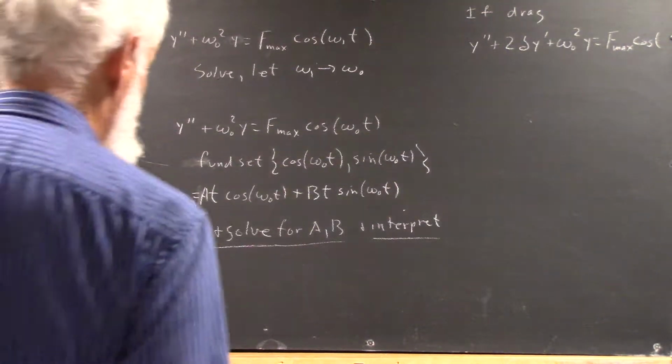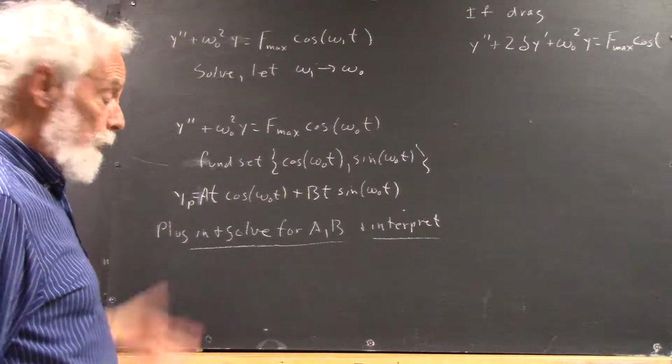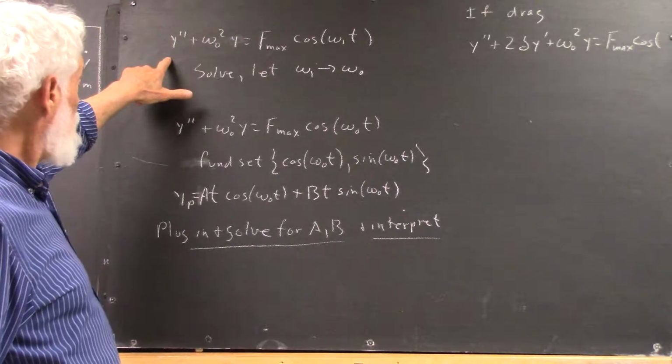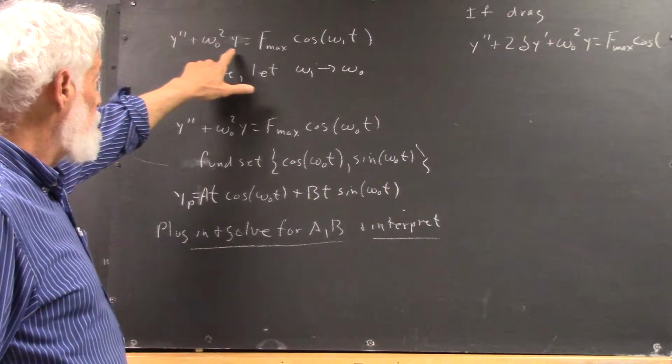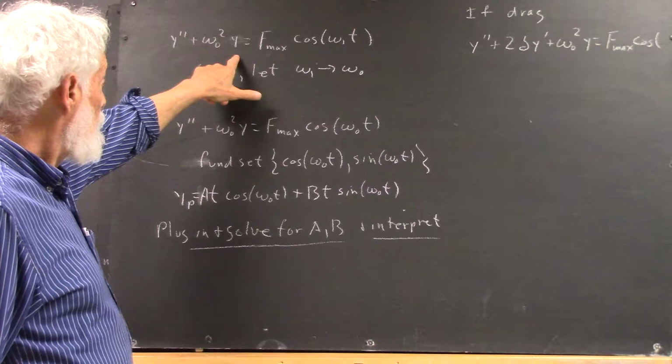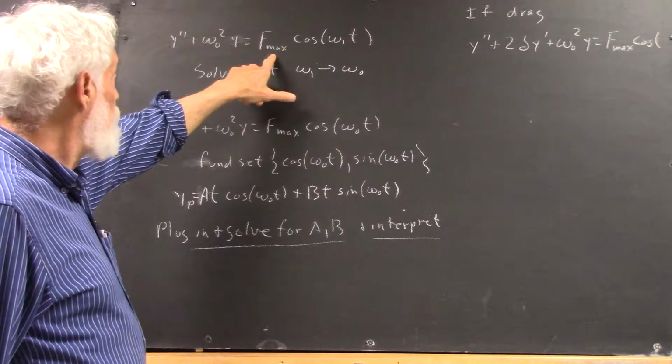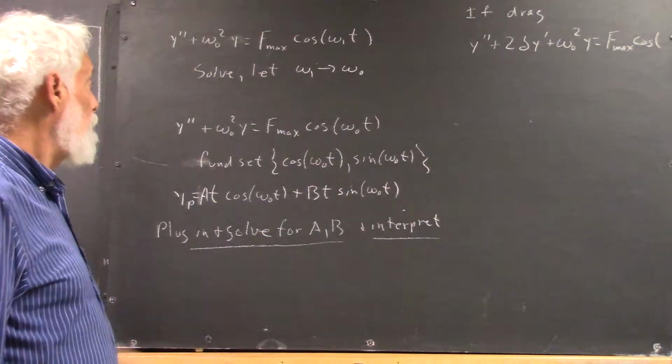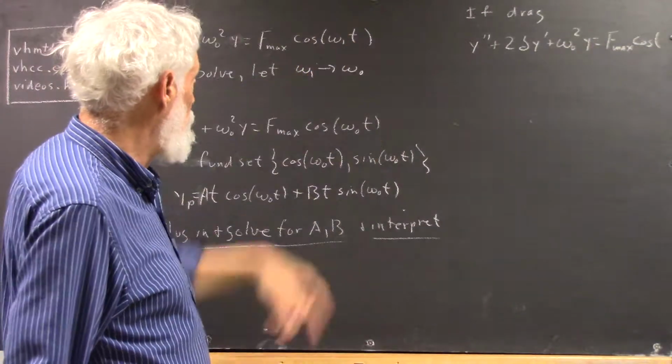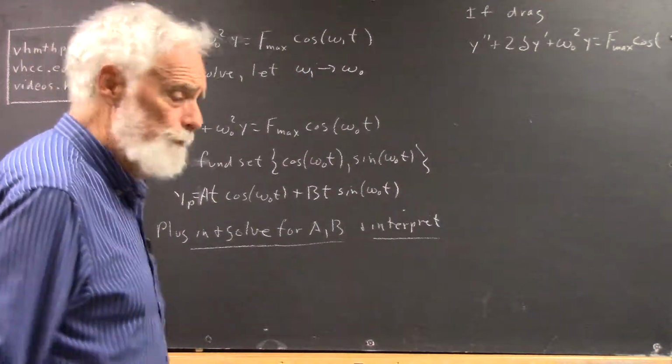Now we can generalize the situation. Our general situation is y double prime plus omega naught squared y is going to equal some maximum force times the cosine of omega 1 t.